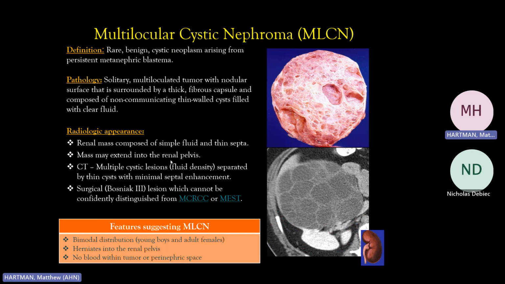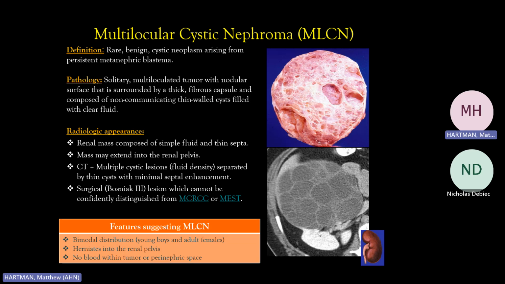Multilocular cystic nephroma. The name says it all. Multilocular, multiple septations and locules. It's cystic. You measure this, we'll get less than 20 Hounsfield units. And nephroma, there is a cystic neoplastic process going on. So young boys, older females are the age demographics that get this lesion.